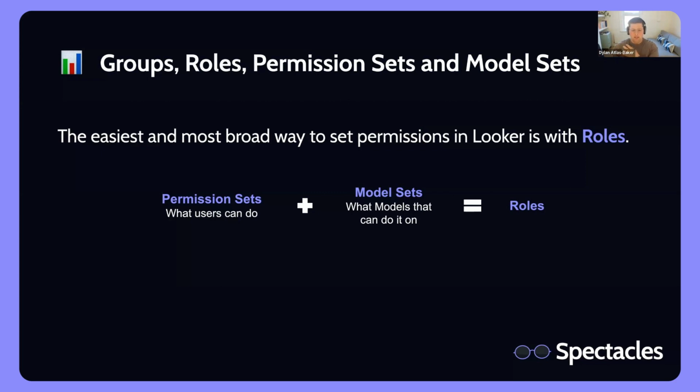And so the idea is that you could say, and I'm talking at a high level here, that someone can see data for these 4 models, or they can download data for these 2 models, or whatever it might be. All of those combinations will make up different roles, and then you can assign those roles to different people in your organization.